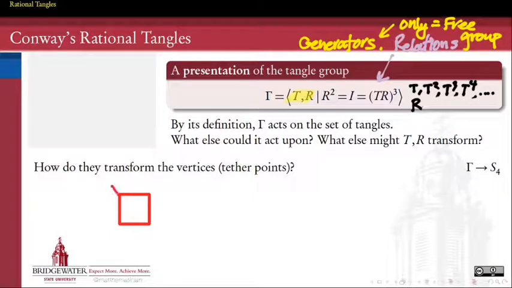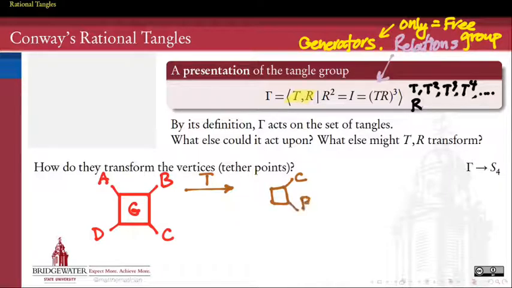So let's say I label my people out here A, B, C, and D. And here's my tangle G here in the middle. What is T, my dance step T, going to do to the order in which the people are standing around the vertices of this tangle? It's going to switch B and C. So C is going to end up here. B is going to end up down there. Here's A. Here's D.